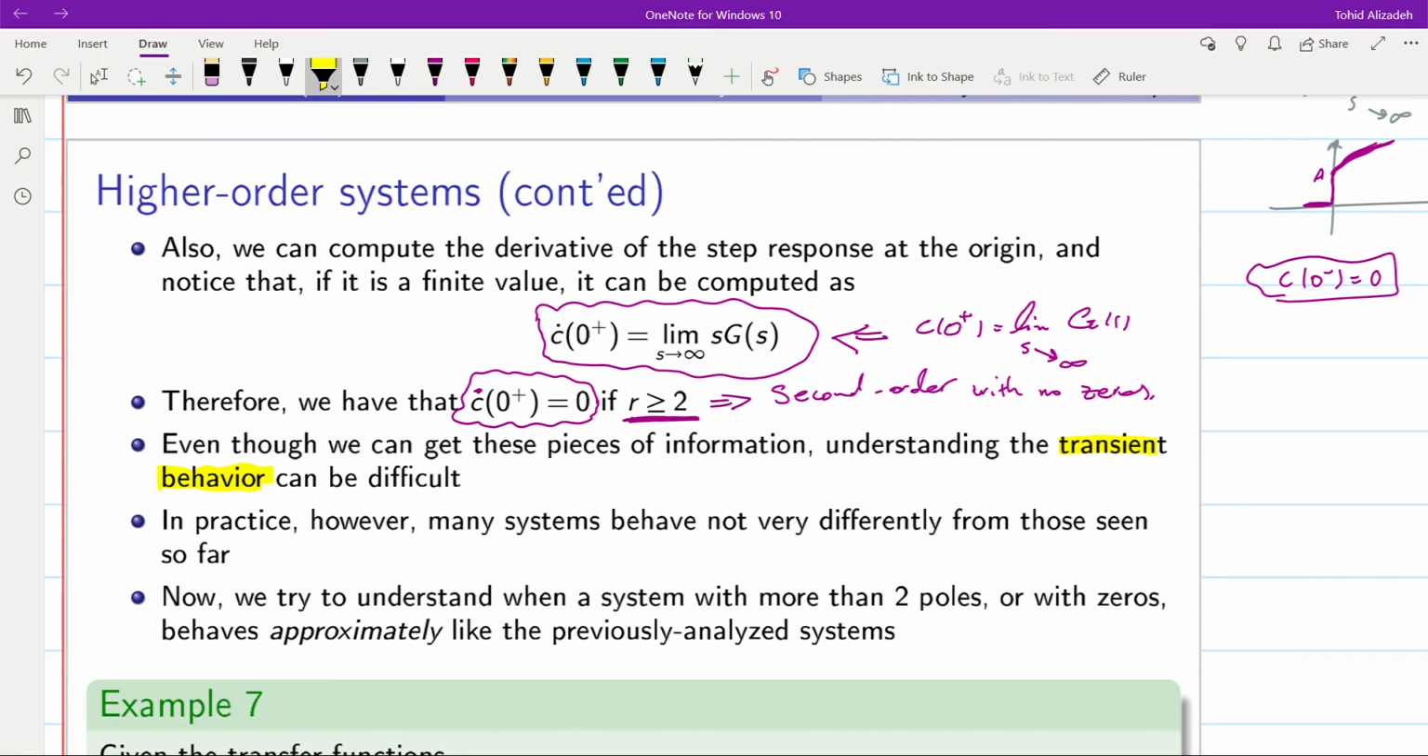And having a general case for systems of different orders is not easy. However, in practice, many systems behave not very differently from those that we have seen so far, meaning the first order systems and second order systems.